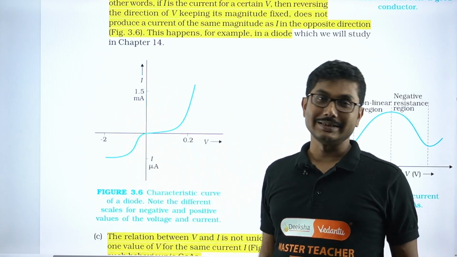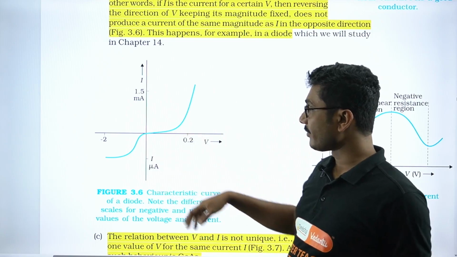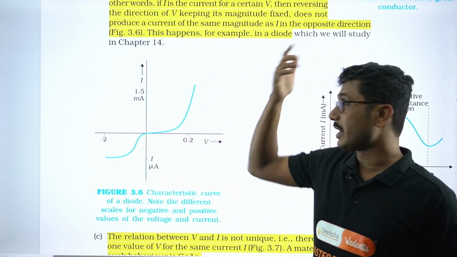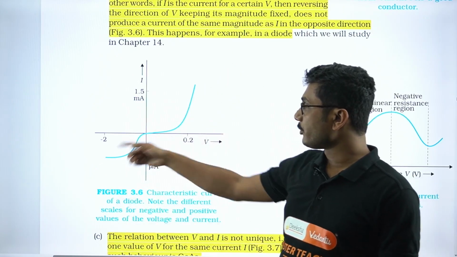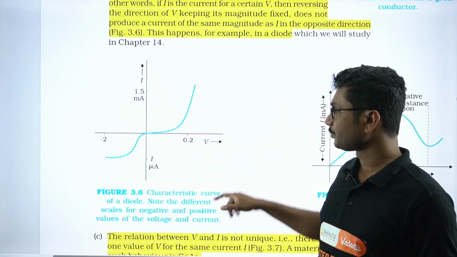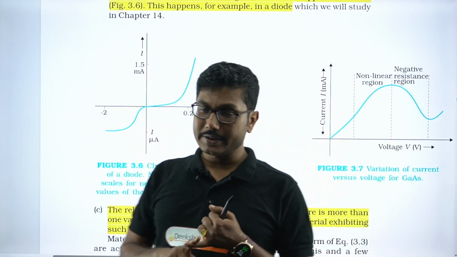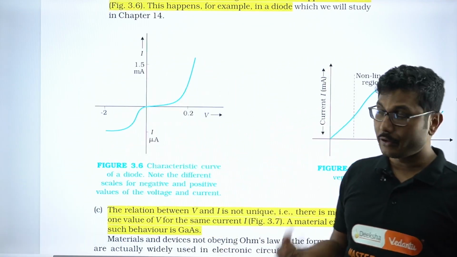Again, while discussing the chapter in Decode NCERT, we will see this graph again. This is a forward bias, this is a reverse bias graph for a diode. Depending upon whether V is positive or negative, the value of I changes differently. So that is one reason. Basically, Ohm's law is not valid at higher temperature. Ohm's law is not valid for devices like diode.